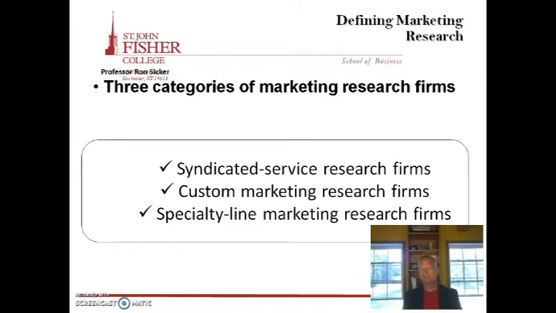And then there are specialty line marketing research firms that specialize in a specific industry. It might specialize in a specific product. It might specialize on a specific target market or group, like Hispanics. Hispanic is a group that is growing so rapidly in the United States that people are trying to get a handle on the Hispanic market because it is so lucrative if you could tap that market. Asian market, something like that. Those are specialty line marketing research firms that concentrate in a particular line or a particular industry.